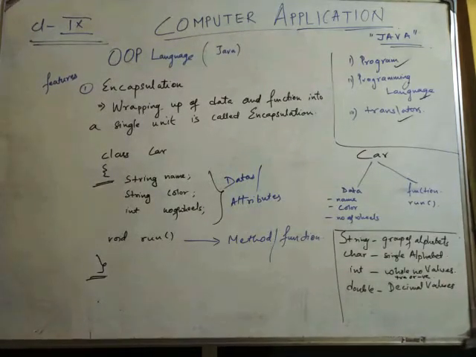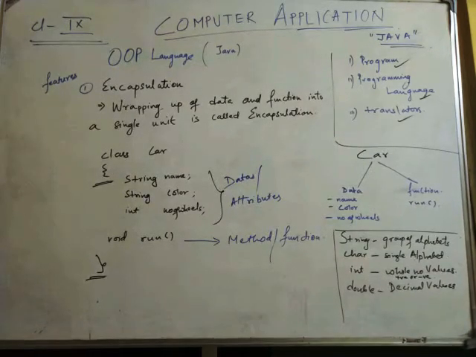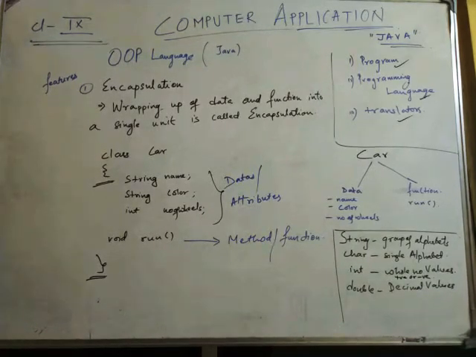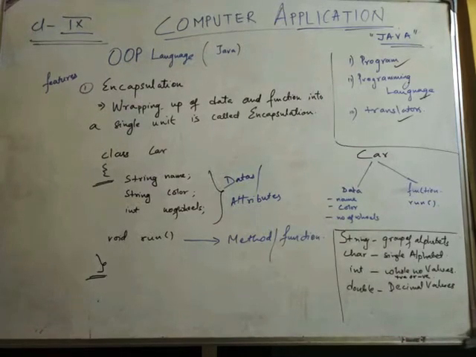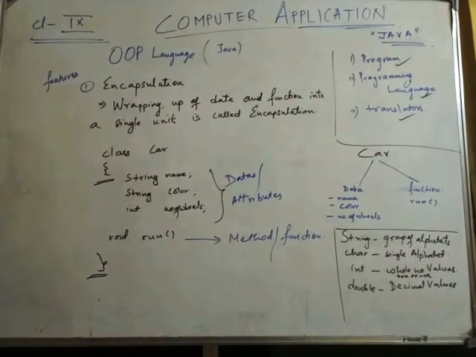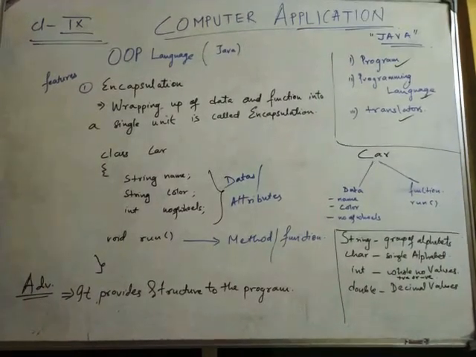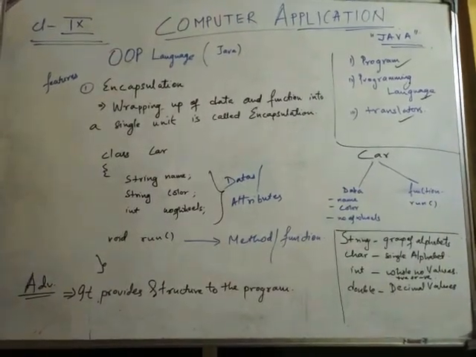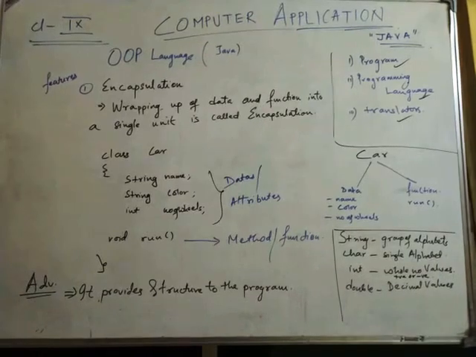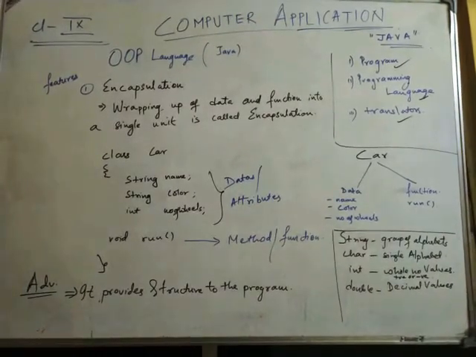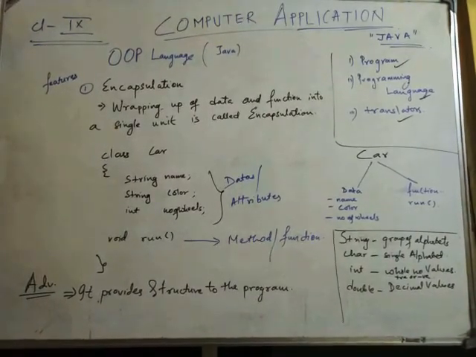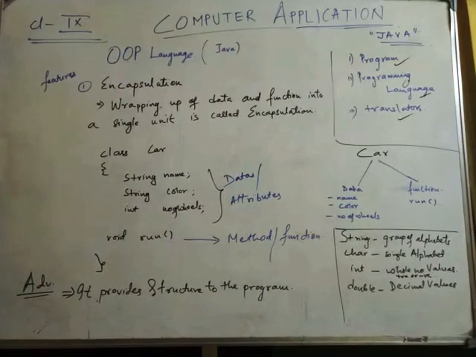Now what is the advantage, or what is the significance of using encapsulation? It will help you to provide structure to the program. It provides structure to the program. So this is the significance, the advantage of encapsulation. This is the first feature of OOP. It provides encapsulation. Now we'll go to the next one.